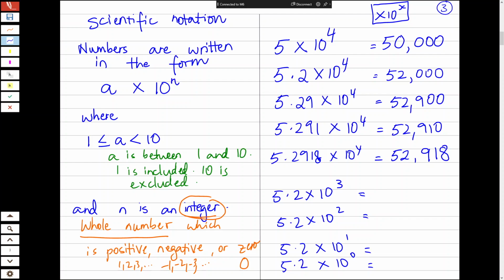All right, so I'm trying to build your intuition here. So let's imagine I just had 5 times 10 to the 3 to start with. 5,000, because there's 3 zeros after it. But now I've added a 2 there. It's 5,200.